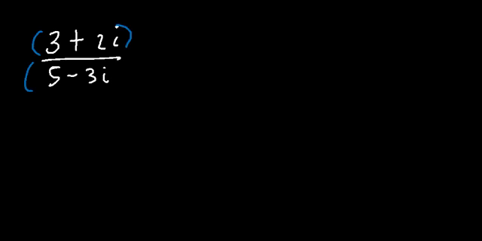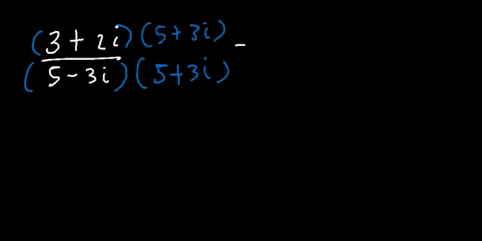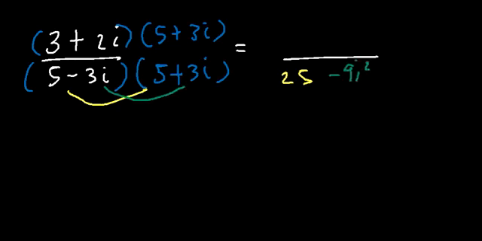So now let's talk about dividing complex numbers and simplifying it to standard form, a plus bi. So let's say you have 3 plus 2i divided by 5 minus 3i, and you want to simplify it. Multiply top and bottom by the conjugate of the denominator. Since the denominator is 5 minus 3i, the conjugate is 5 plus 3i. Now, we know how to multiply by the conjugate, at least the shortcut method. 5 times 5 is 25, and negative 3i times 3i is negative 9i squared.